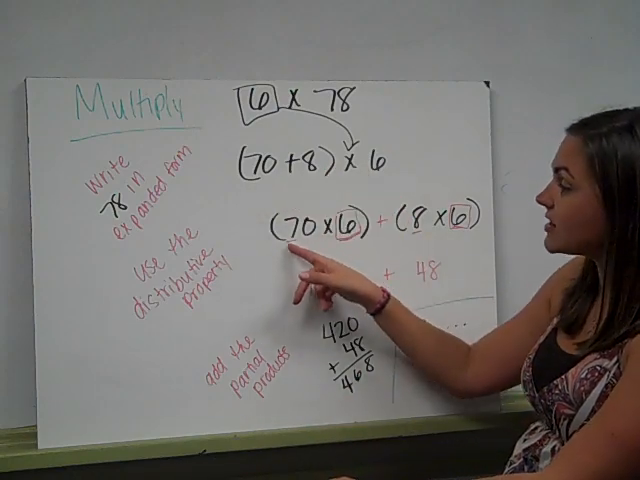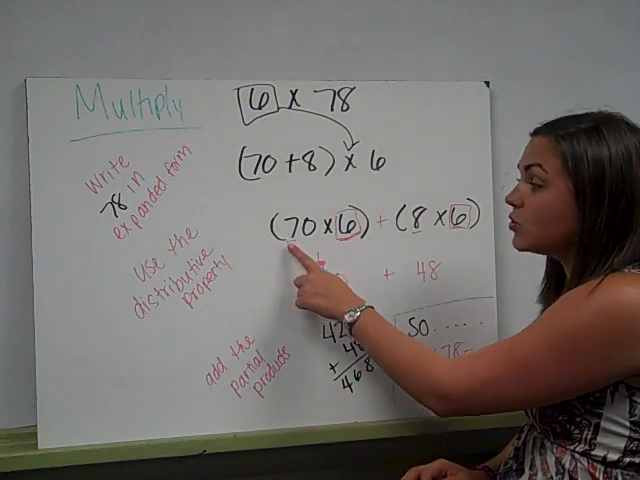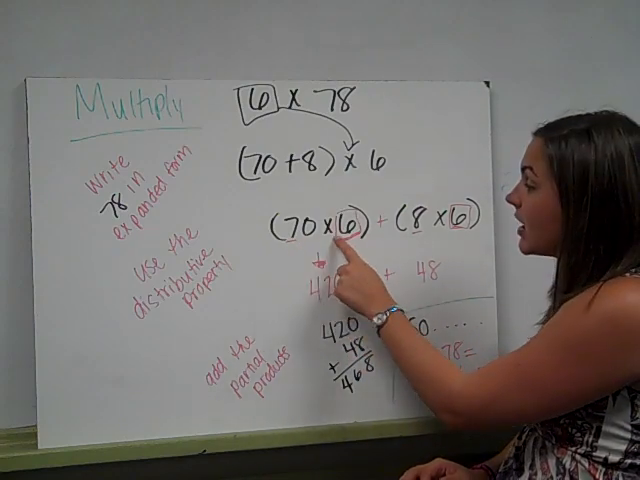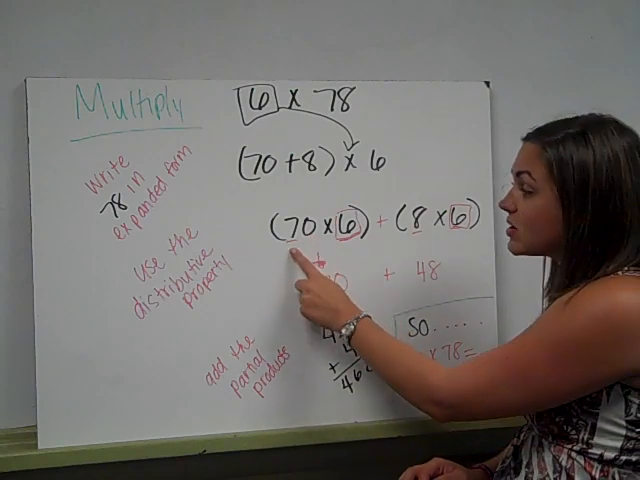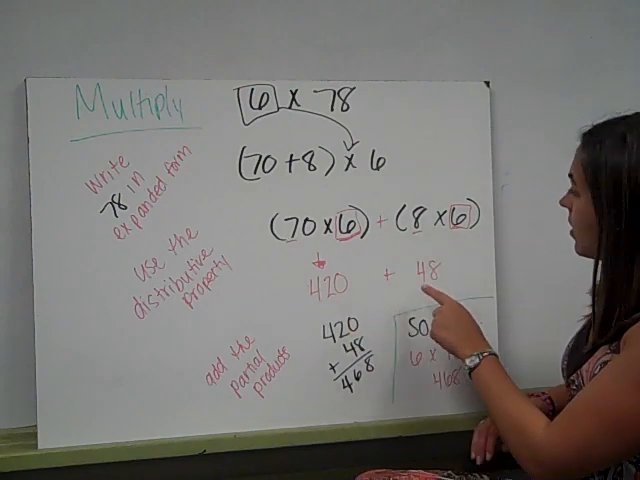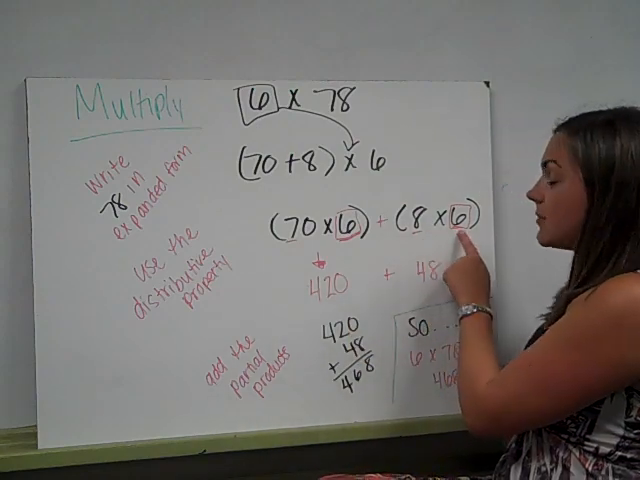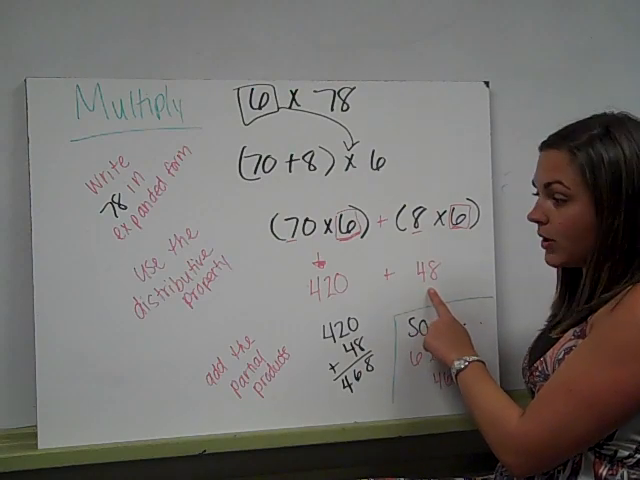So first we have 70 times 6. Now remember, when we multiply by tens, we use the basic fact, 7 times 6, which is 42, and then I bring that 0 down. So 70 times 6 is actually 420. Then I have 8 times 6. 8 times 6 is 48. That's a basic fact we should already know.